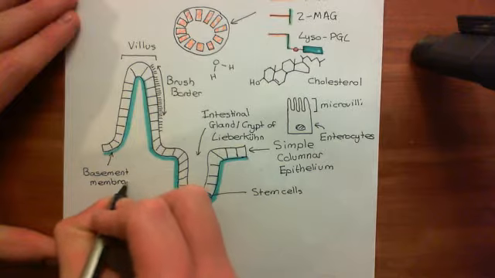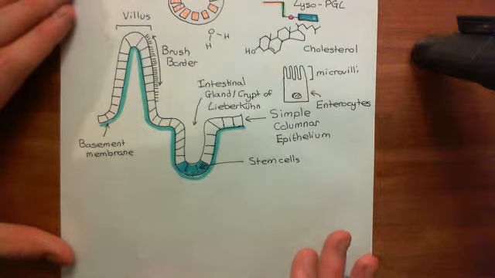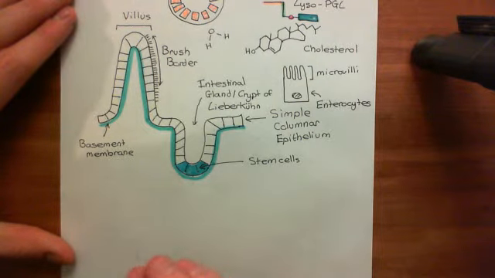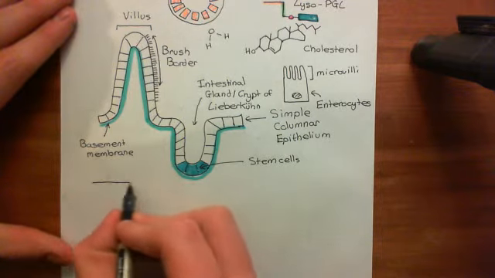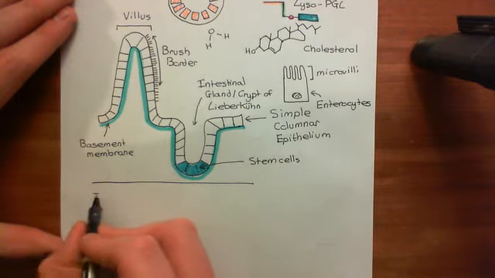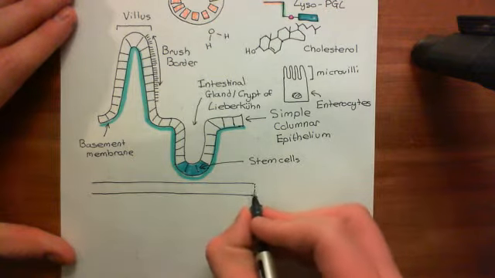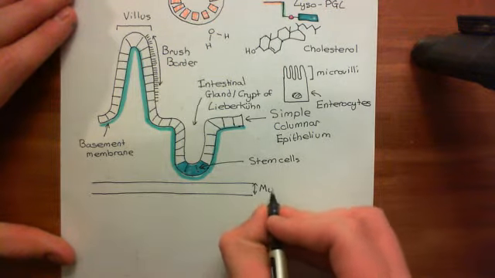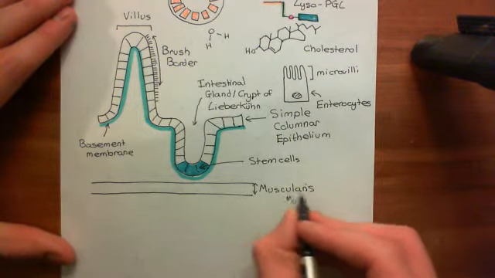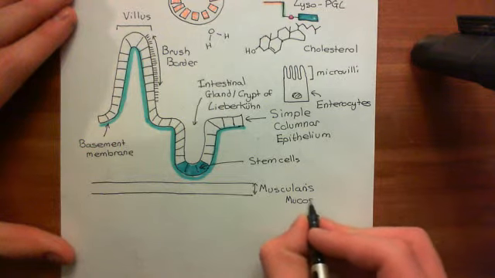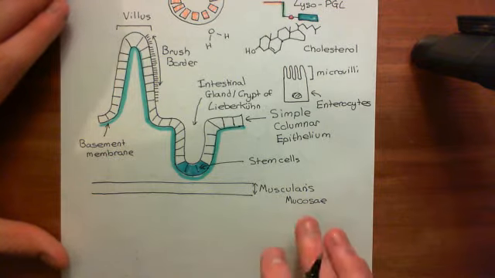Now, the layer underneath the basement membrane is called the lamina propria, which is a layer of connective tissue. I won't show that yet because it's quite difficult to show. It's easier first to show the layer underneath the lamina propria, which is called the muscularis mucosae, and then come back to the lamina propria once we've discussed it. So this layer here is going to be the muscularis mucosae. Muscularis means the muscle layer, and mucosae means of the mucosa. I'll tell you what the mucosa is in a moment.